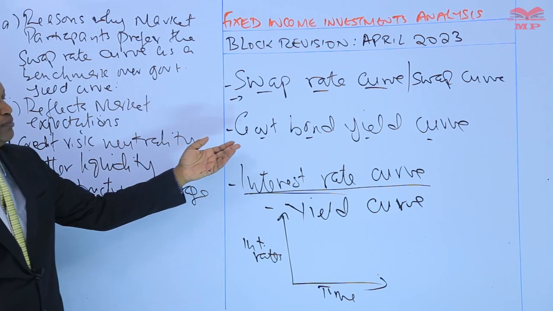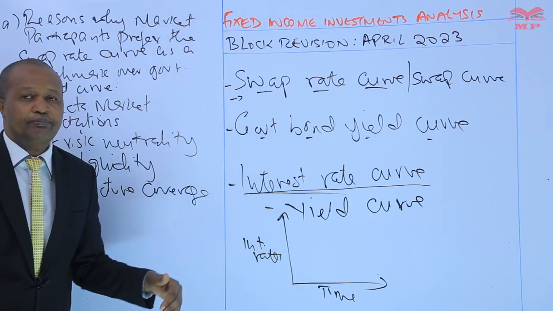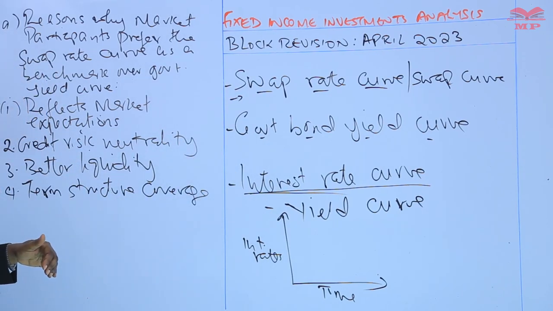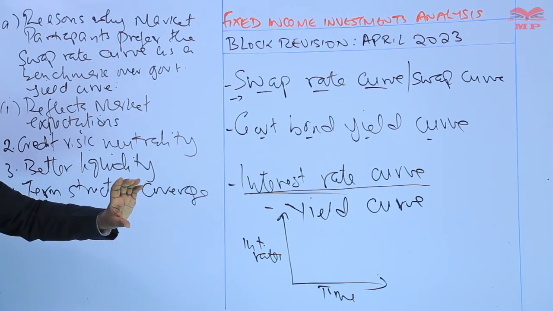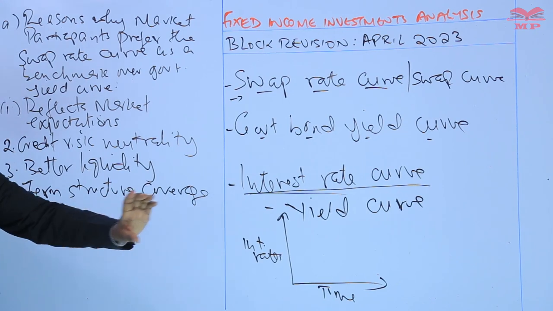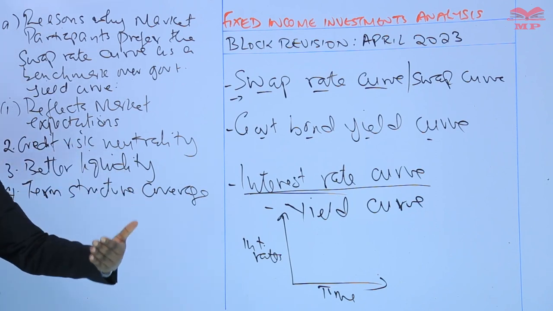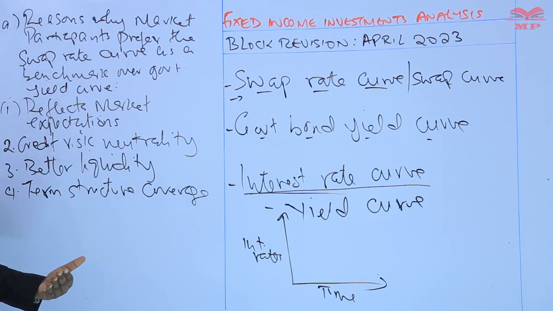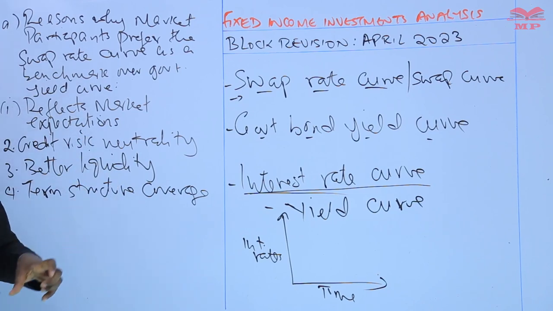Because, you know, government bonds have short maturity periods. But swaps may have a longer maturity. They cover a wider range of maturities than government bonds. Government bonds, the maturities are fixed. But the swap contracts are not.